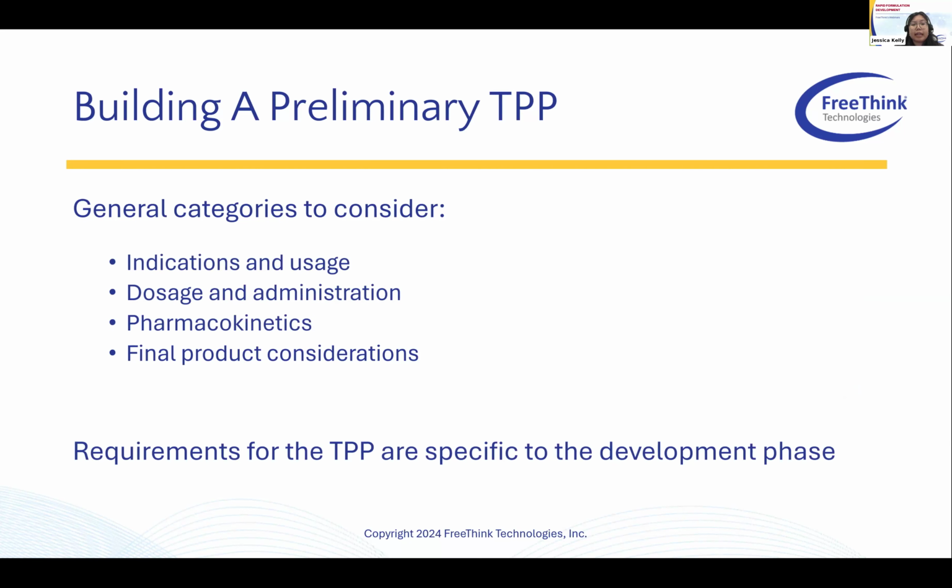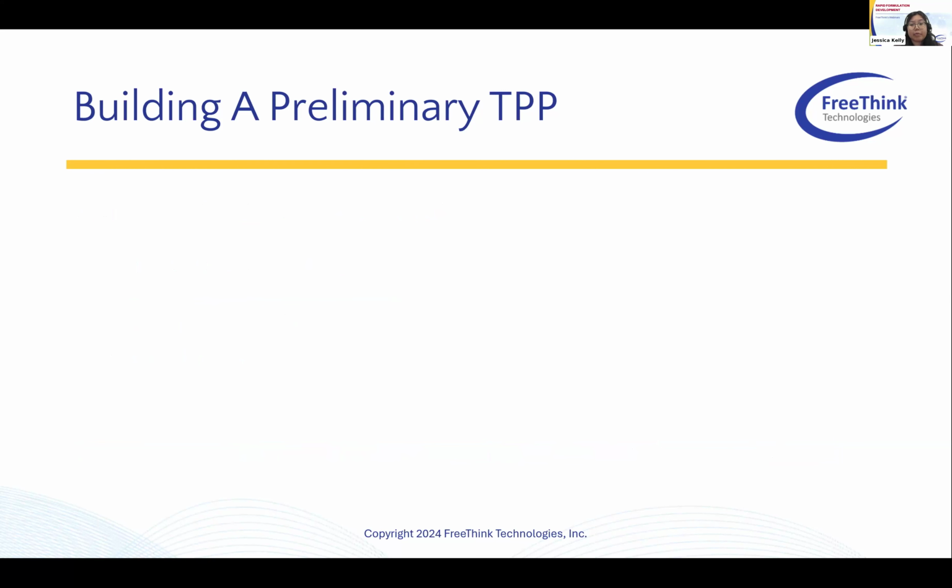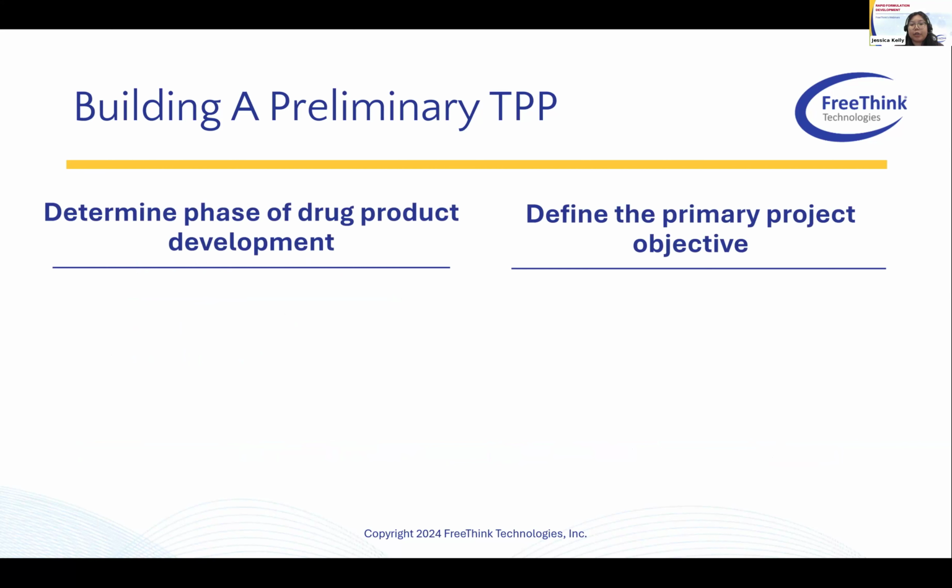So while we can see that the TPP is divided into general sections, the particular questions that you'll need to ask yourself to fill out the TPP are specific to the drug development phase. So the first steps to build a preliminary target product profile are to determine the phase of drug product development and define the primary project objective for that phase.